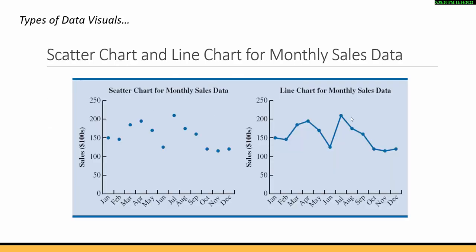So going back to this example, this one shows a scatter chart for monthly sales data, wherein we have the months here and we have the sales on the y-axis or the vertical axis, and we have just plotted the data. If you connect these dots, we will have a line chart. Since we have a time dimension here, we can see how these sales are varying over time, so line charts are more useful for trend analysis.